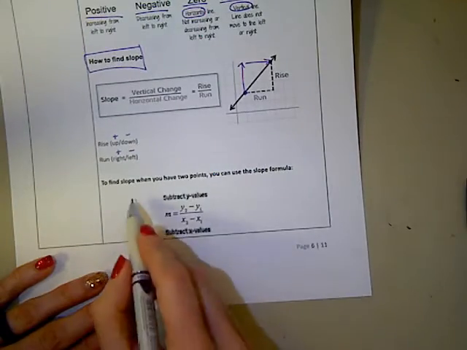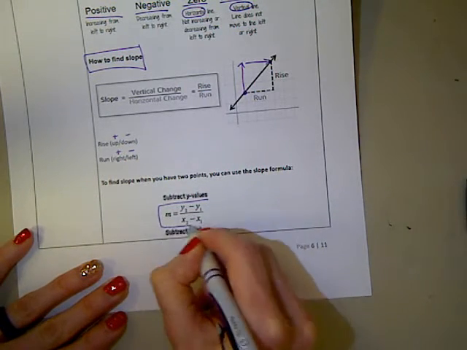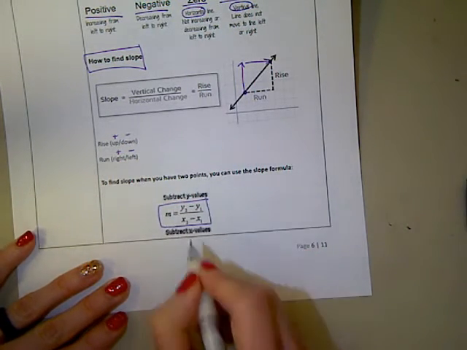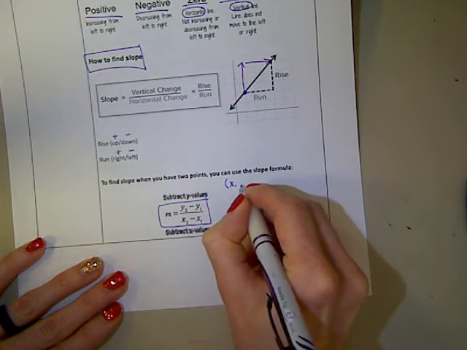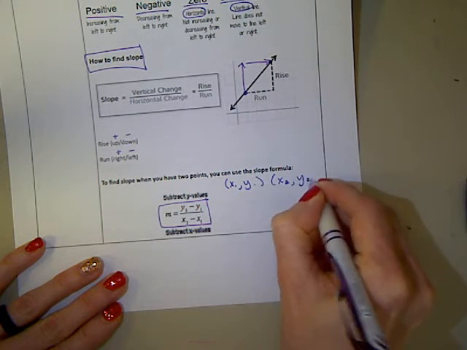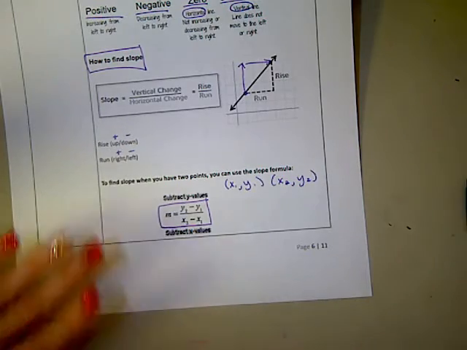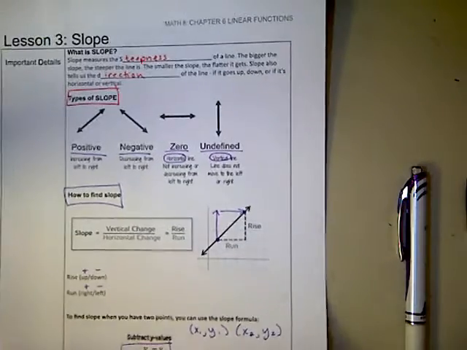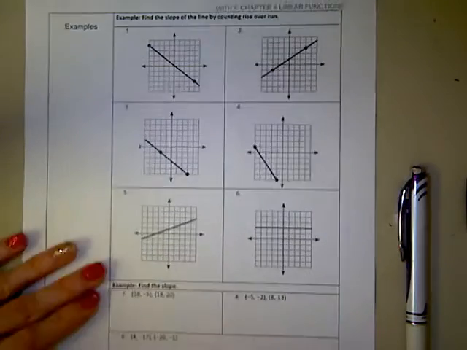Okay, how to find the slope when you're given 2 points? You use this slope formula. M equals y2 minus y1 over x2 minus x1. So your 2 points would be x1, y1, and x2, y2. So first point, second point, and your x and y. Okay, keep this handy. Flip the page though, and let's try some examples.